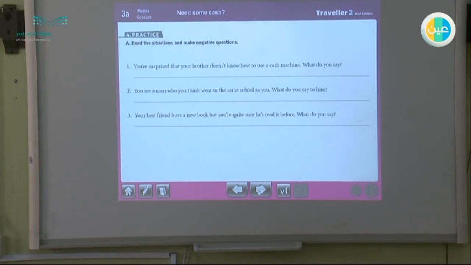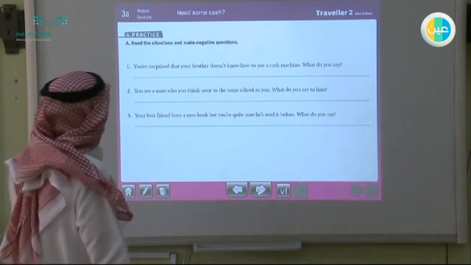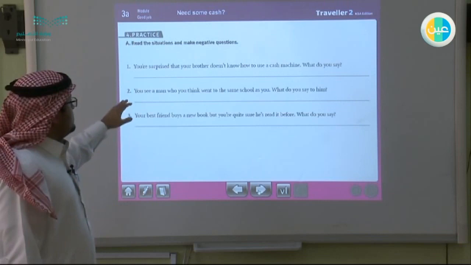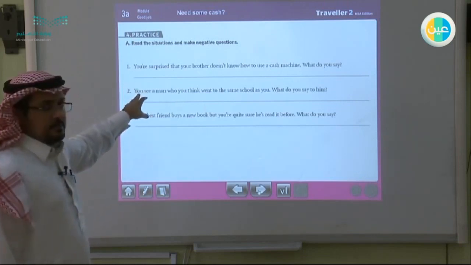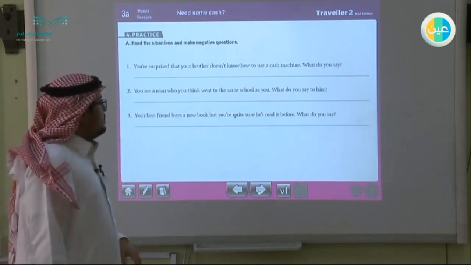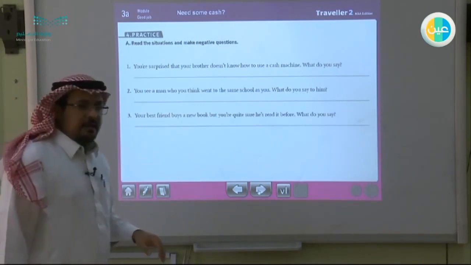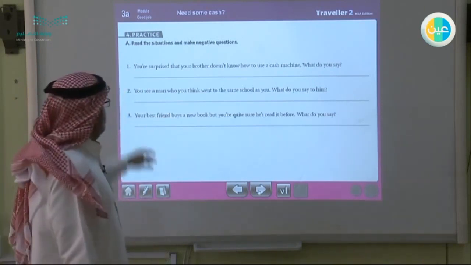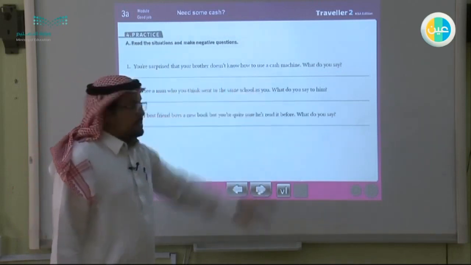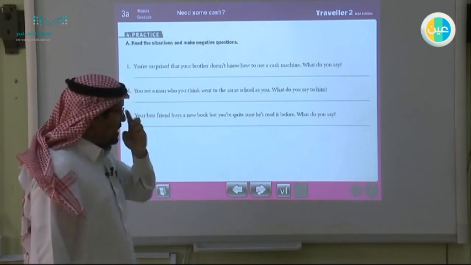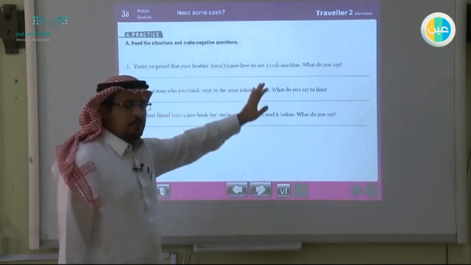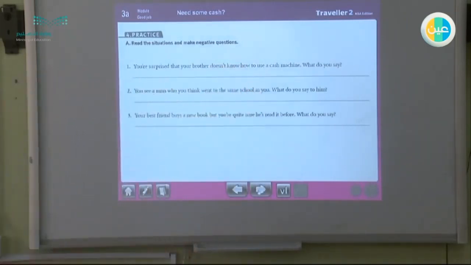Now, moving to the practice section. Read the situation and make a negative question. In this exercise, you are given some situations, and you need to make a negative question about these situations. You are surprised that your brother does not know how to use a cash machine, so you need to ask a question. Your brother does not know. This is the key phrase, does not know. So how can you make a question in this case?